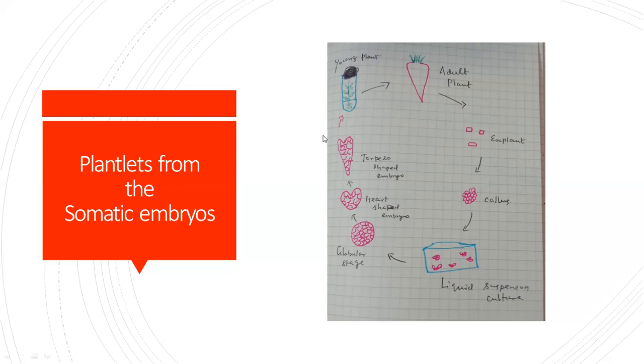So simply, the embryos developed from the somatic cells are called somatic embryos, embryoids, or somaclonal embryos. The plants developed from the somatic embryos are genetically similar. That means they produce clones.